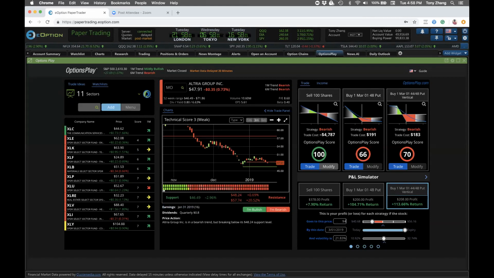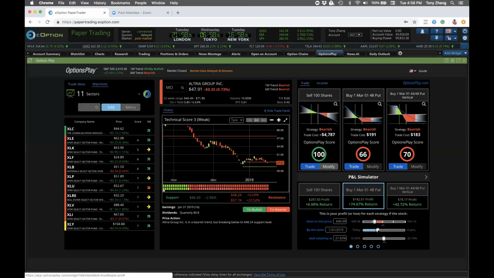I think this is going to be an example of a stock where you may not get the effect that you might want. January 31st is earnings. So let's say a week after earnings, the volatility comes down a little. As you can see here, the returns don't look as attractive. A 65% return if you had bought the put, a 50% return if you had bought the put vertical.